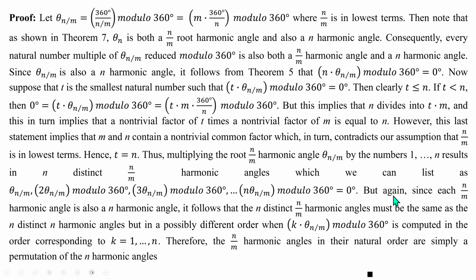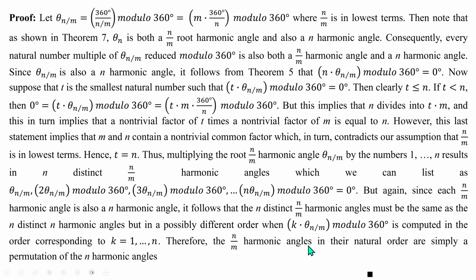Since each n over m harmonic angle is also an n harmonic angle, it follows that the n distinct n over m harmonic angles must be the same as the n distinct n harmonic angles, but in a possibly different order, where k times theta sub n over m modulo 360 degrees is computed in the order corresponding to k equal 1 through n. Therefore, the n over m harmonic angles in their natural order are simply a permutation of the n harmonic angles.